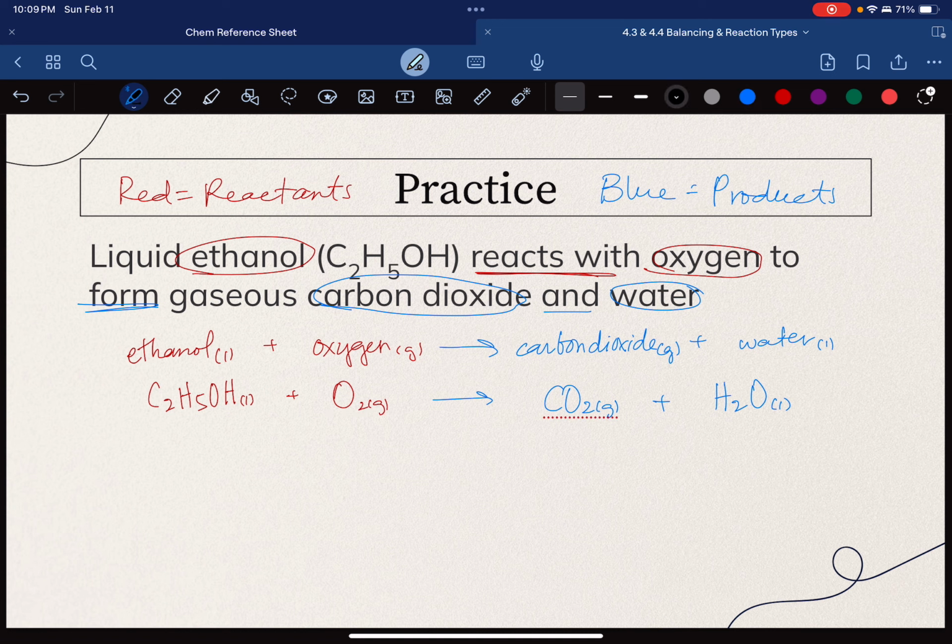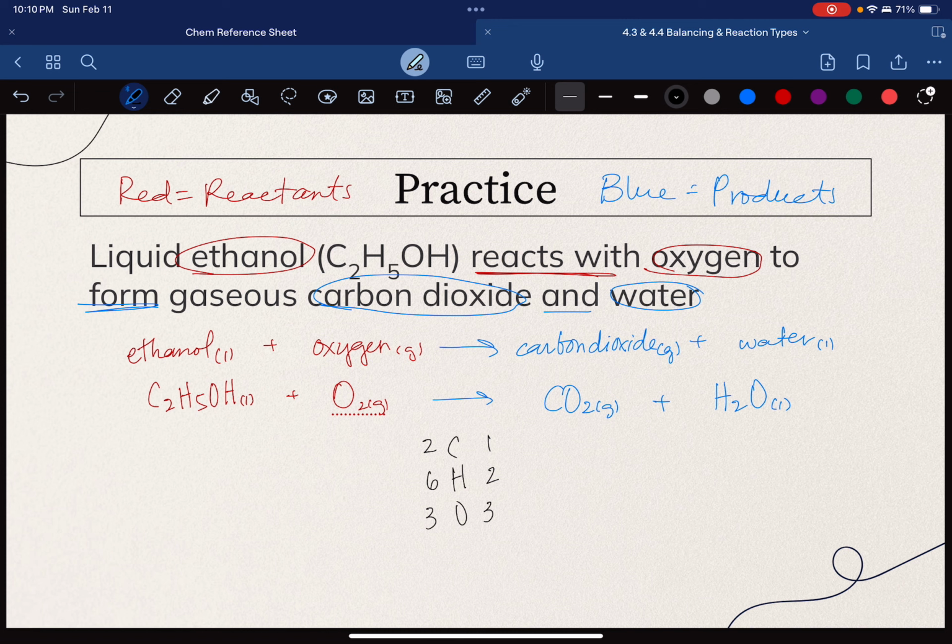When I start balancing, I list all of the elements that are present underneath the arrows, because I need to make sure that both sides are equal. So I see carbon, hydrogen, and oxygen. The amount of carbon I see on the reactant side is 2. For hydrogens, I see 6. And then oxygens, I see 3. On the product side, I see 1 carbon, 2 hydrogen, and 3 oxygen. Right now, the carbons and the hydrogens are not balanced, but the oxygen is.